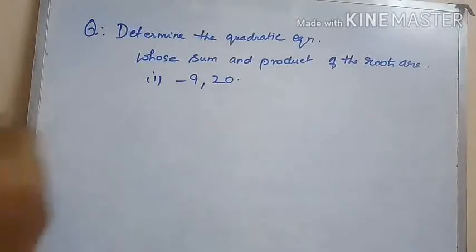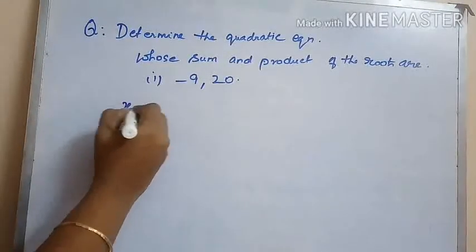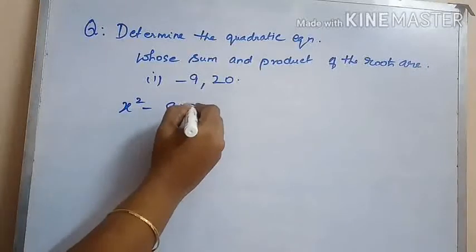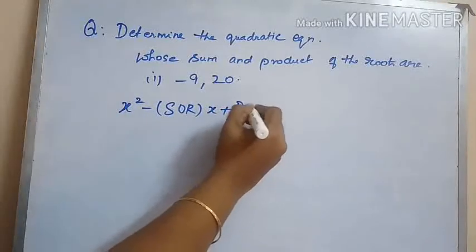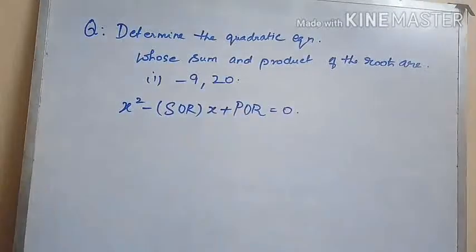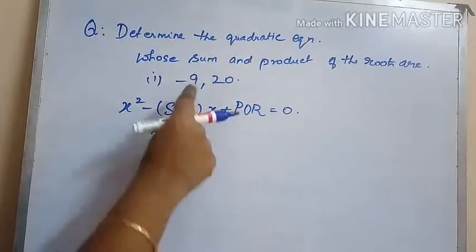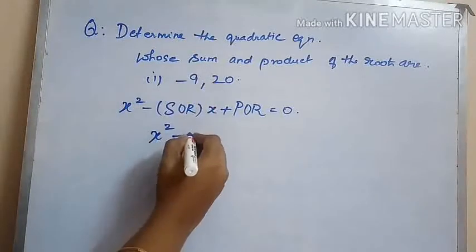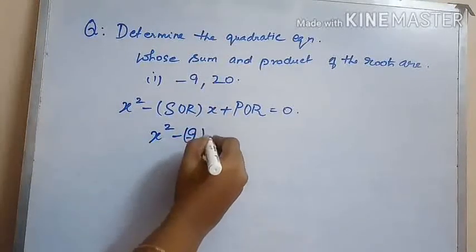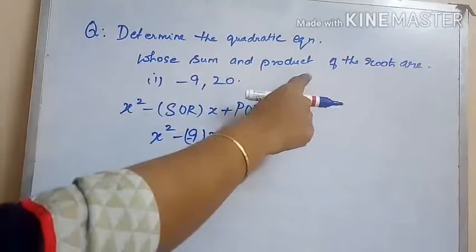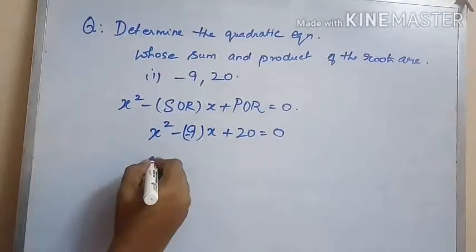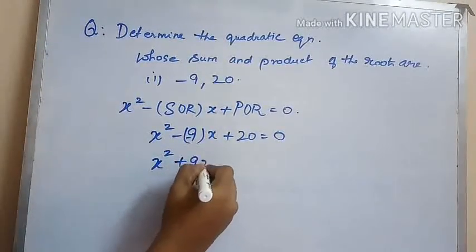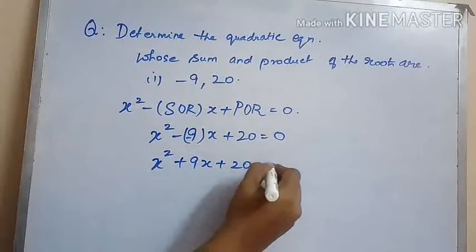The first problem we have here is determine the quadratic equations whose sum and product of the roots are given to be minus 9 and 20. So we know that x squared minus sum of the roots into x plus product of the roots is equal to 0. So let us substitute minus 9 in place of sum of roots and 20 in place of product of the roots. So we get x squared plus 9x plus 20 is equal to 0.